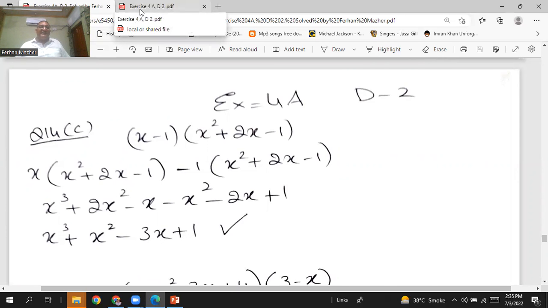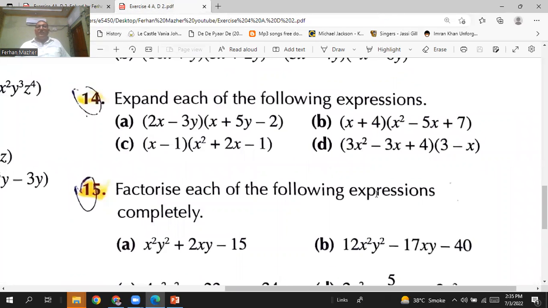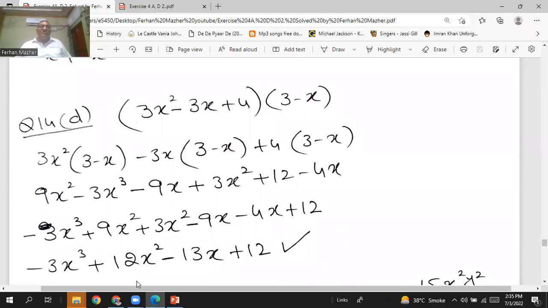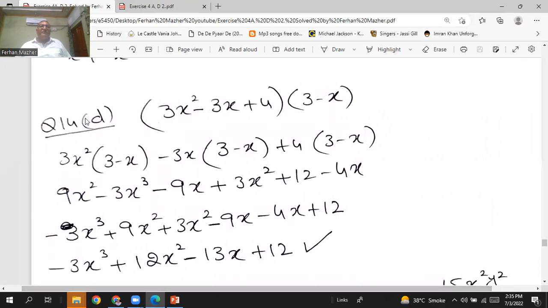I have already checked their answers with the marking scheme. Question number 14D part, here we have two brackets. The first bracket has 3 members and the second bracket has 2 members. There's no problem. Let me show you how this is done. So this question is coming up on your screen. 3x squared will multiply with this second bracket, then minus 3x will multiply with this second bracket, then plus 4 will multiply with this second bracket.